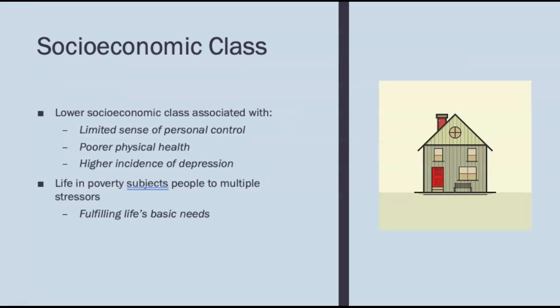Socioeconomic class. Lower socioeconomic class is associated with a less sense of personal control or agency, poorer physical health, and higher incidence of depression. Life in poverty subjects people to multiple stressors, and it becomes that idea of there's this constant striving for survival, and there maybe is more chronic stress or more toxic stress, which then impacts both physical and mental health.